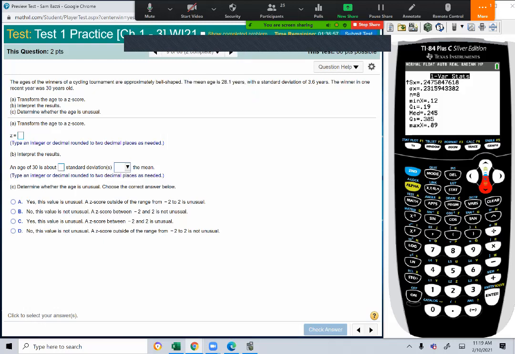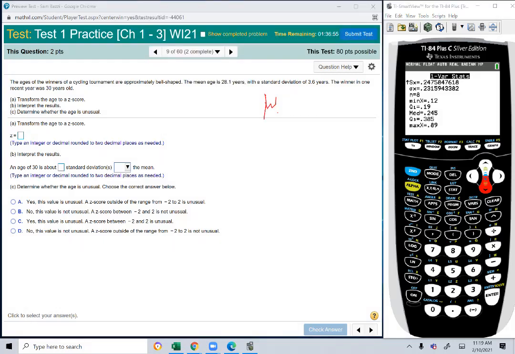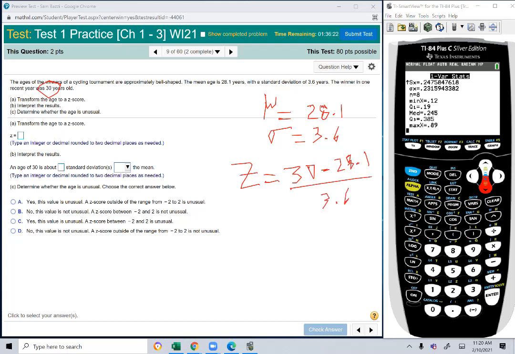Okay. So he says the mean is 28.1. The standard deviation is 3.6. And the value, he says it's 30. So how do you do the Z-score, guys? Watch. Z equals the value first minus the mean, divided by 3.6. And you can use the calculator right here.